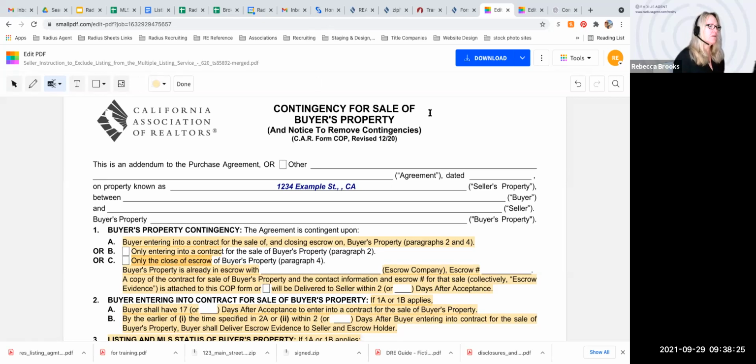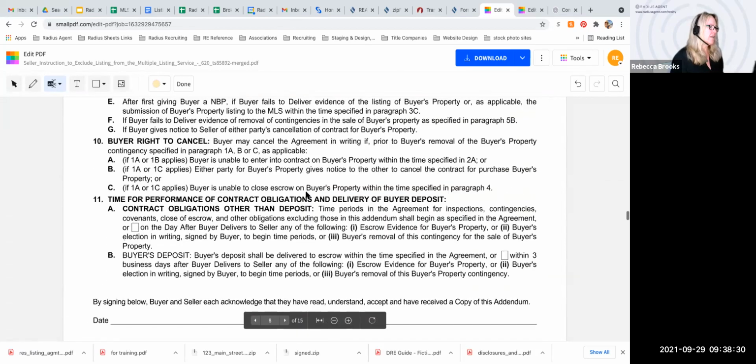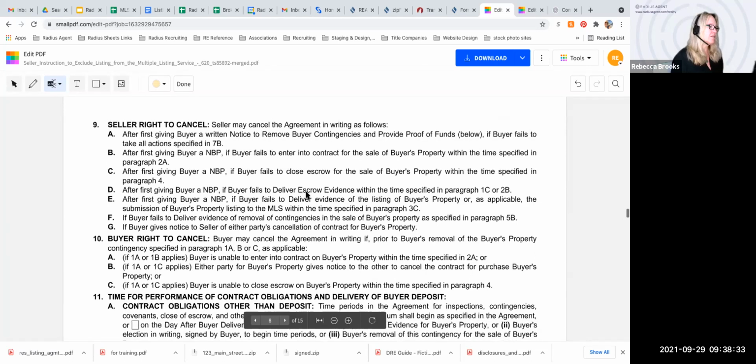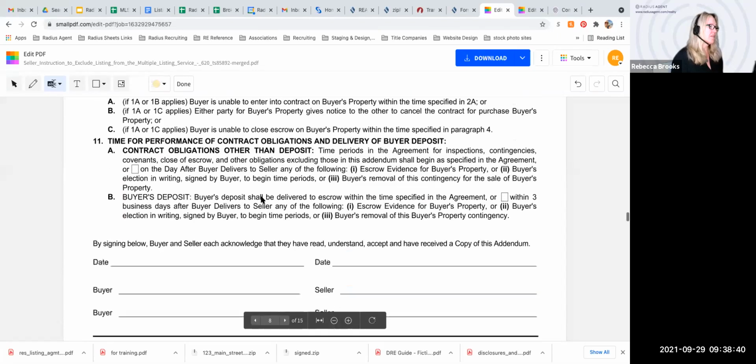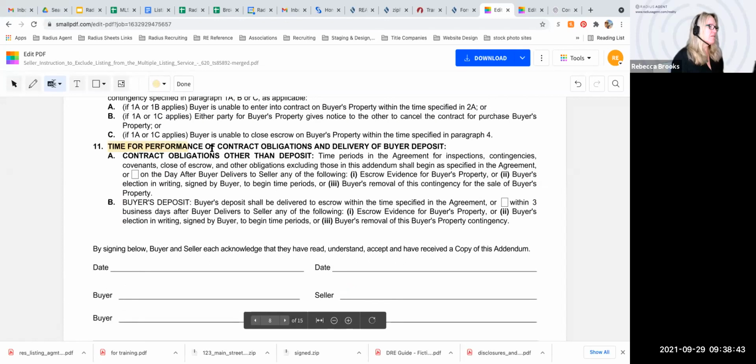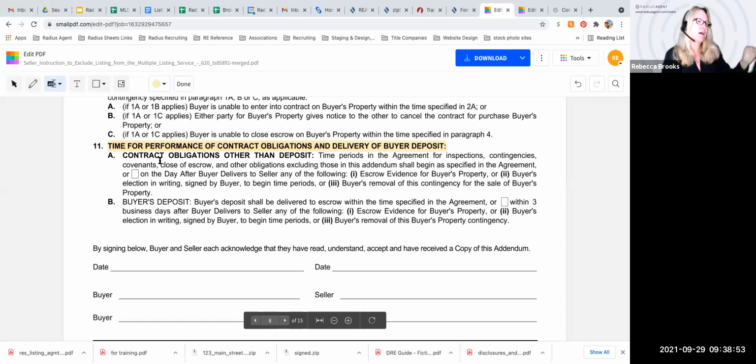Okay. All right. Let's keep going, you guys, and we'll go to the next one. Next confusing document. Read all of this. This keeps going back and forth. This is where it has to do with the seller right to cancel and the notice to perform. All right. And then the other thing about timeframes for performance of contractual obligations and delivering of the buyer's deposit. And so this is where you're going to have to choose when these contract obligations start, right? Because usually the buyer's initial deposit has to be in escrow within 3 days, I believe.